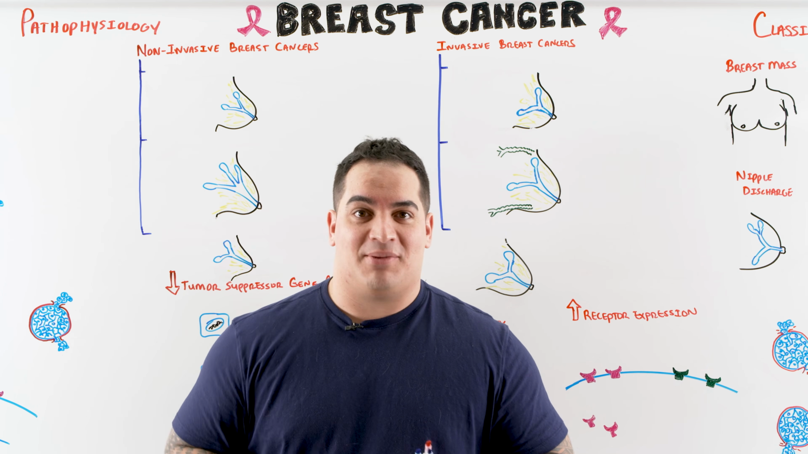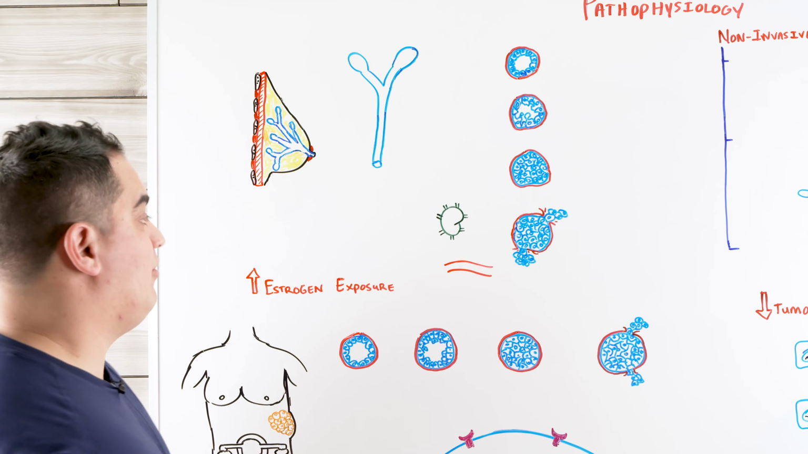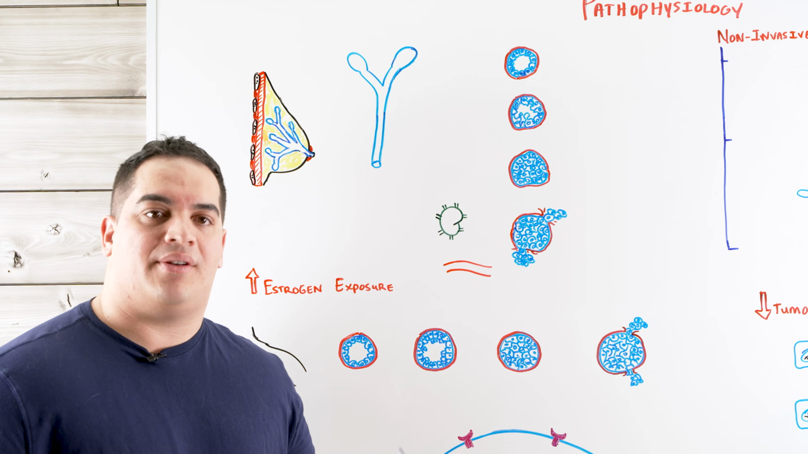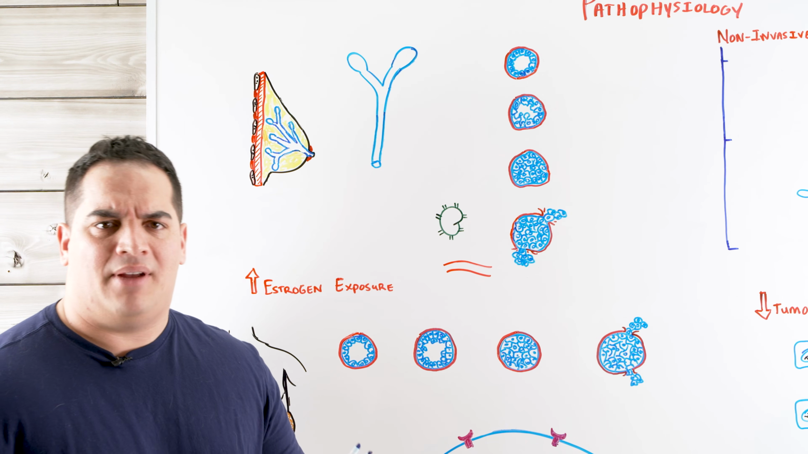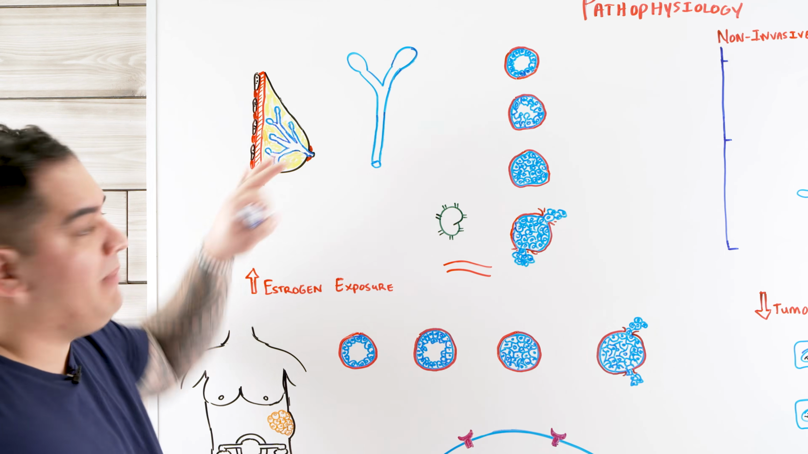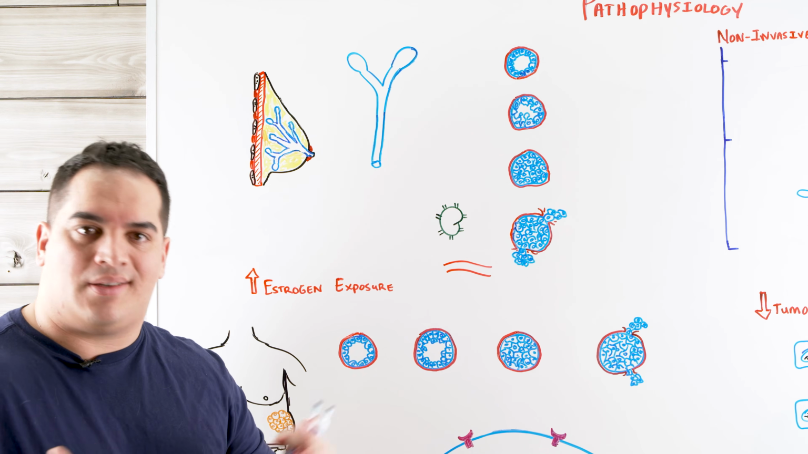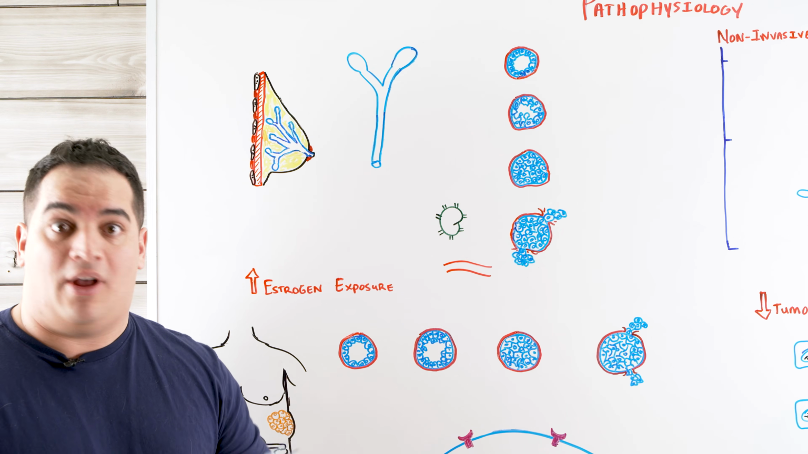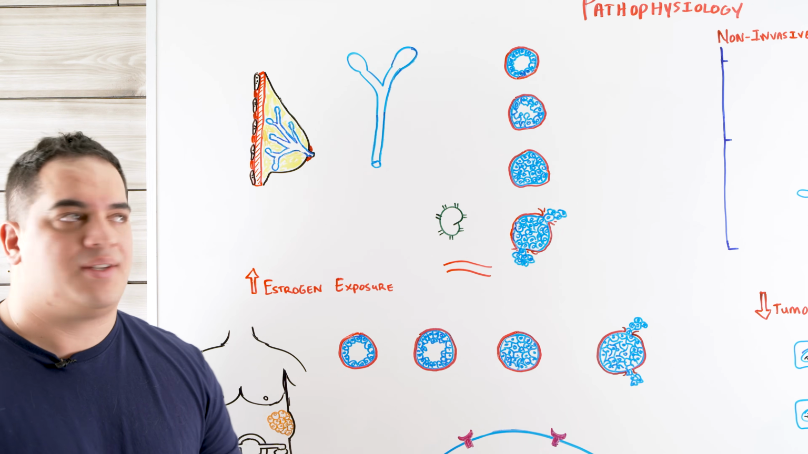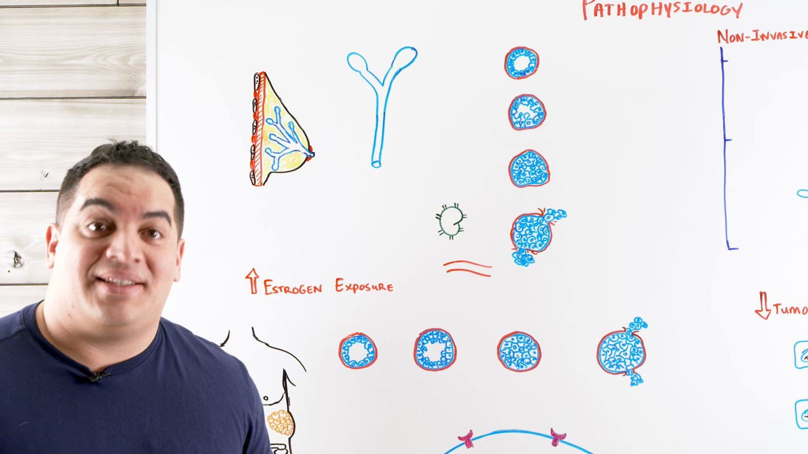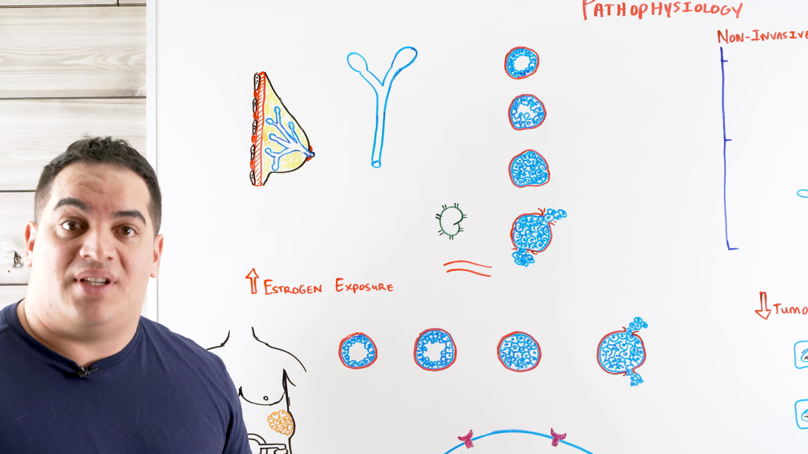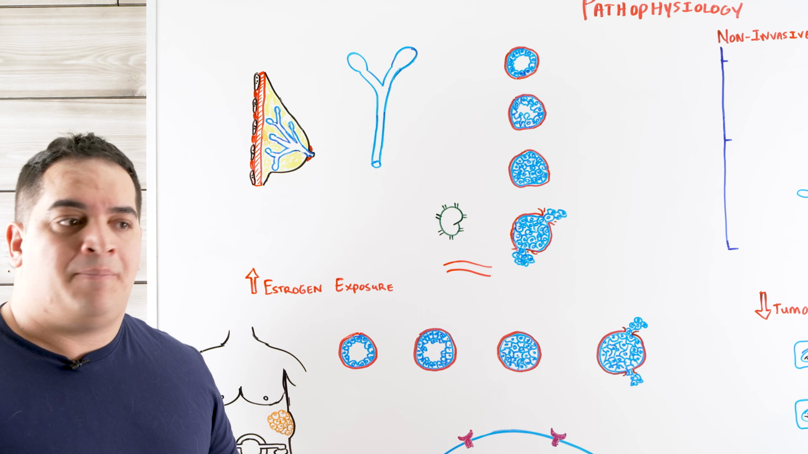Let's talk about the pathophys of breast cancer. When we talk about breast cancer, it's really important to understand that the basic anatomy of the breast has all these mammary glands, and really it's made up of ducts and lobules. That's really all it is, and that's what helps us to make the milk, those cells. That's where cancer arises. Cancer arises from those lobules or from those ducts and from those epithelial cells.